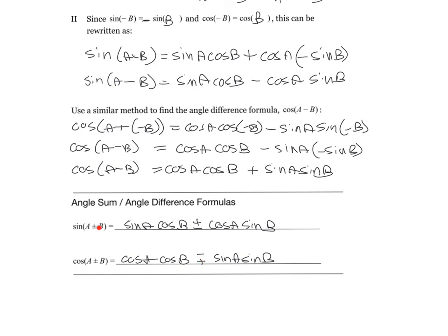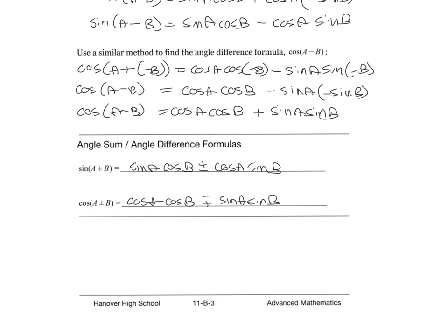So again, sine of A plus or minus B is sine, cosine, cosine, sine. And then the cosine one is cosine, cosine, sine, sine. And that sign emphasis is there to remind you that the sign is opposite what it is here. It's goofy, I know. Anyway, that's page 3 for part B.